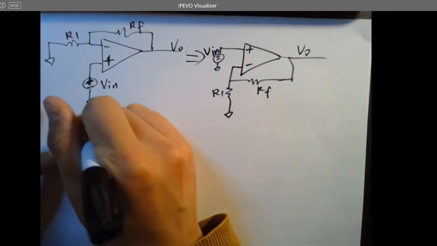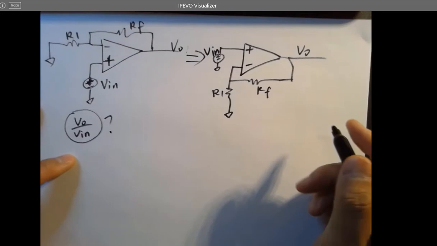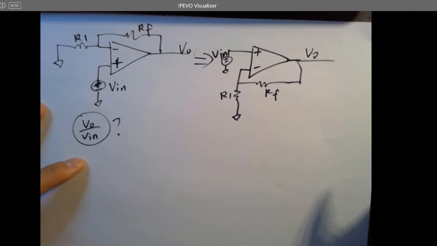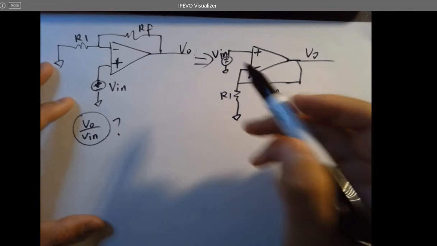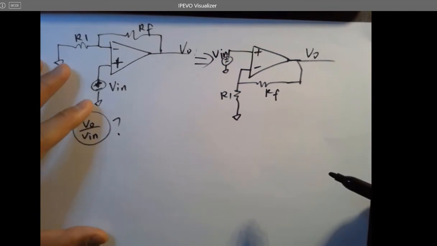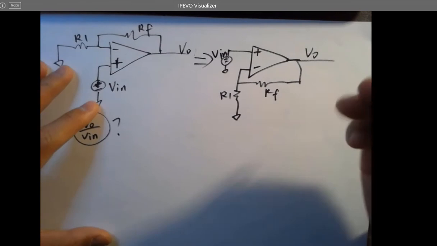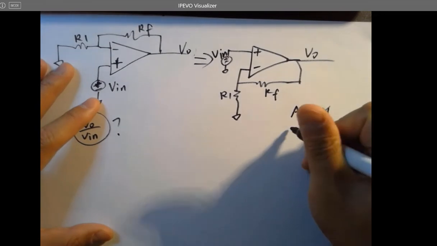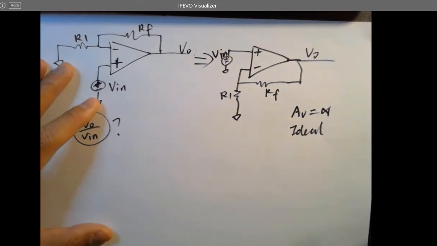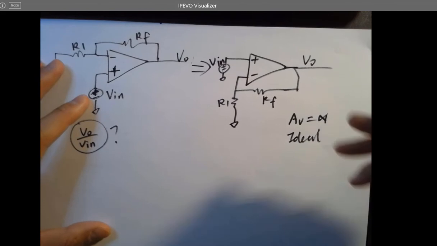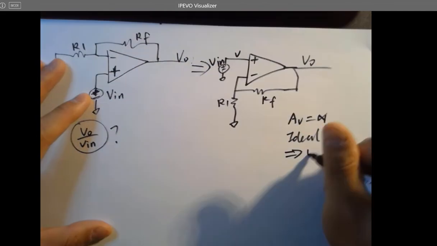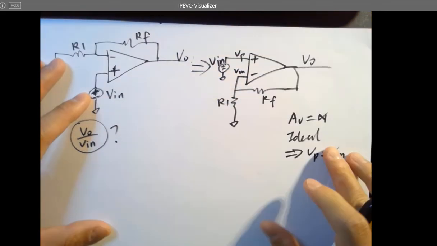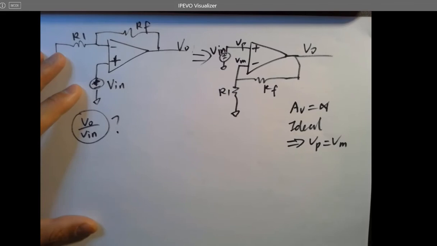This is what we are interested in, right? We just want to know how many times this amplifier, this closed loop configuration topology, can amplify my V in. Okay, so AV is still infinity, so it's an ideal amplifier. So VP equals VM. Keep in mind, VP equals VM.